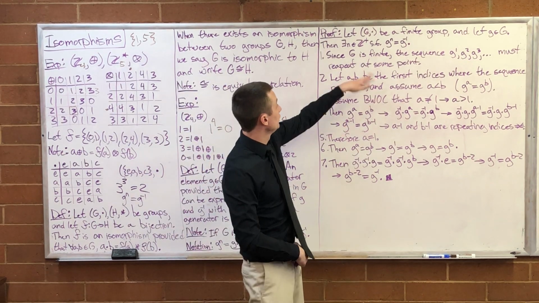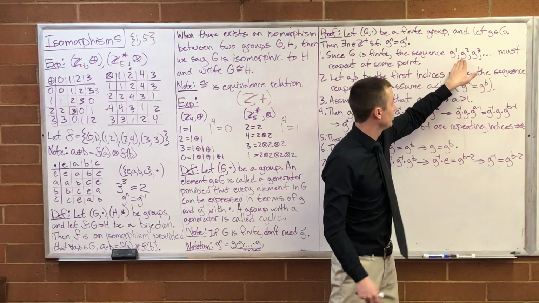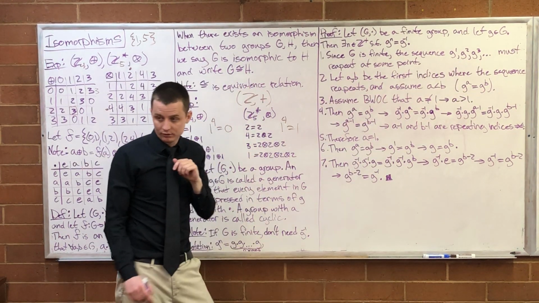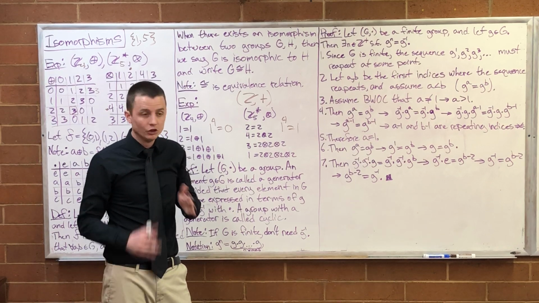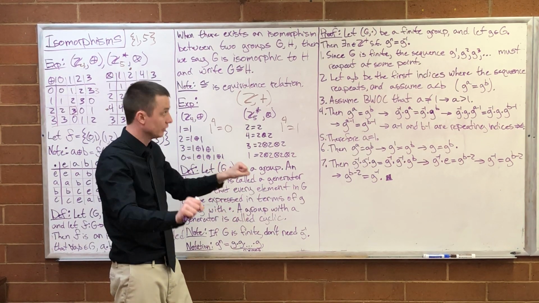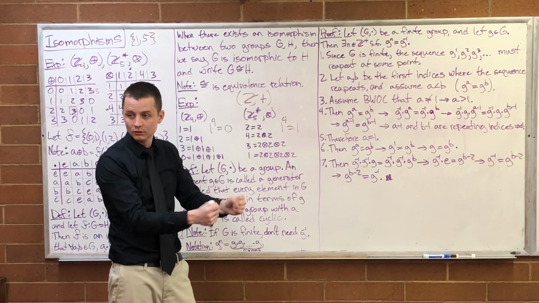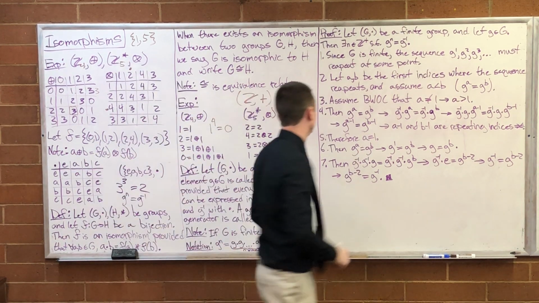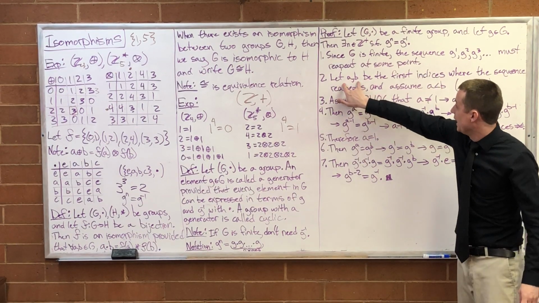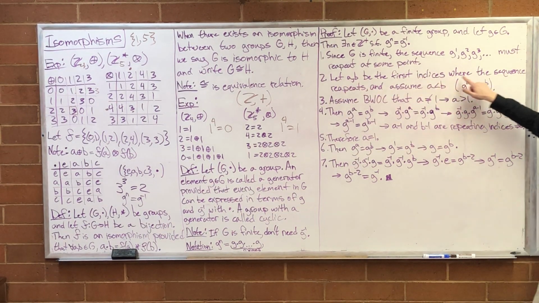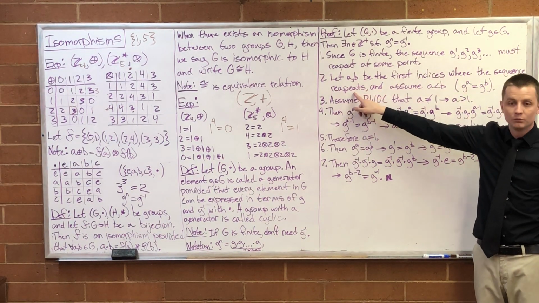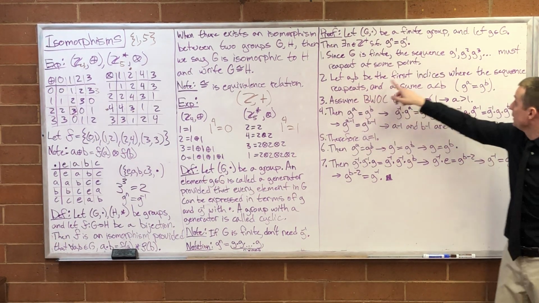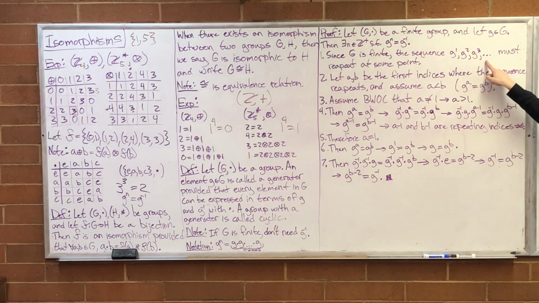Okay. So since G is finite, the sequence G to the 1, G to the 2, G to the 3, etc., must repeat at some point. Not have a pattern, but just the same value shows up twice. At some point, we've got to get a value that we've already seen before. That's all we're saying. So we're going to let A and B be the first indices where the sequence repeats, where it gave us the same values. So maybe that was at G to the 1 and G to the 4.